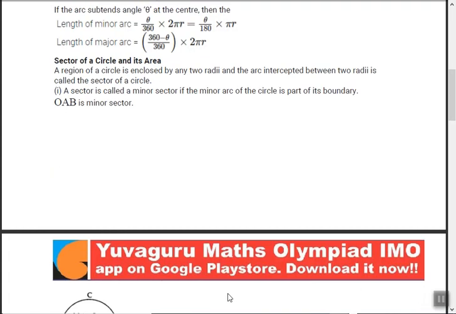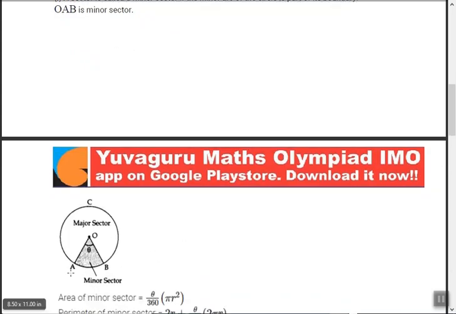Now, what is sector of a circle and its area? Sector means what? Here, I just told you that the area between the radii, two radii, one is known as the radius, two are known as the radii. Between the radii and the arc is known as a sector, right? Means this shaded portion. This is minor sector and the remaining one is major sector.